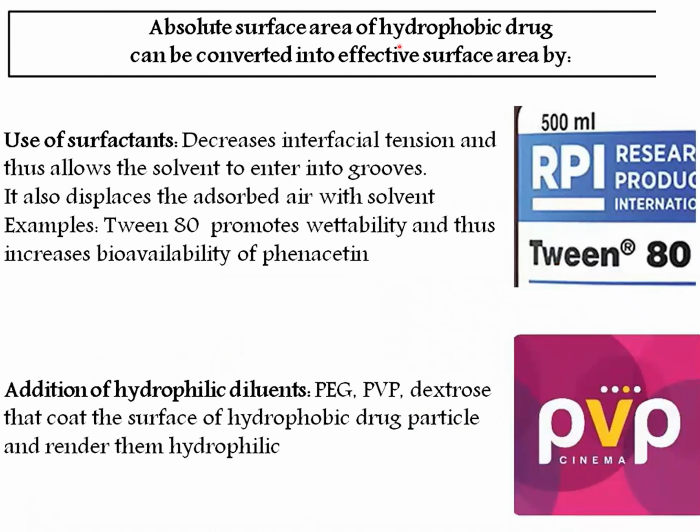However, the absolute surface area of any hydrophobic drug can be converted into effective surface area by several methods. For example, the use of surfactants decreases the interfacial tension and thus allows the solvent to enter into the groups. It also displaces the adsorbed air with solvent. For example, 280 promotes wettability and thus increases the bioavailability of phenacetin. If we use a surfactant, this will reduce the surface tension and enhance better contact of water with the surfaces.